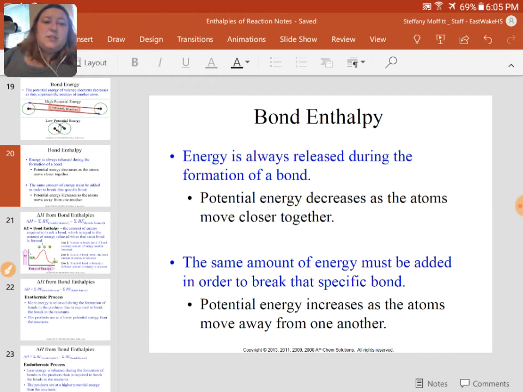Energy is always released during the formation of a bond. Potential energy decreases as the atoms move closer together. The same amount of energy must be added in order to break that specific bond. So if the bond's going to break, then the same amount of energy needs to be added. Potential energy increases as the atoms move away from each other, so your potential energy gets bigger as there are fewer attractions.